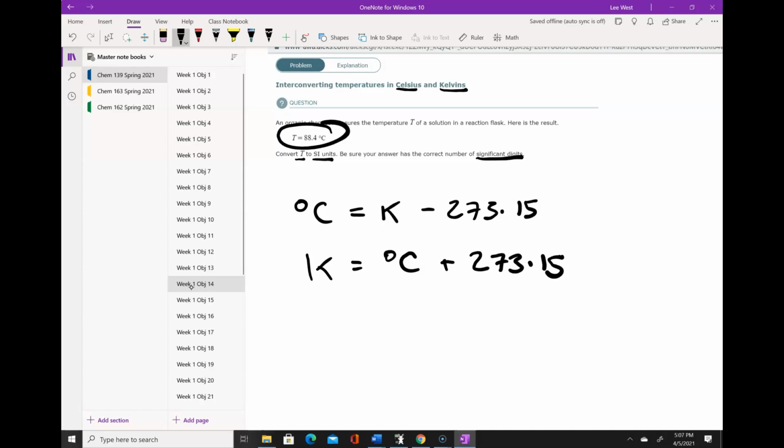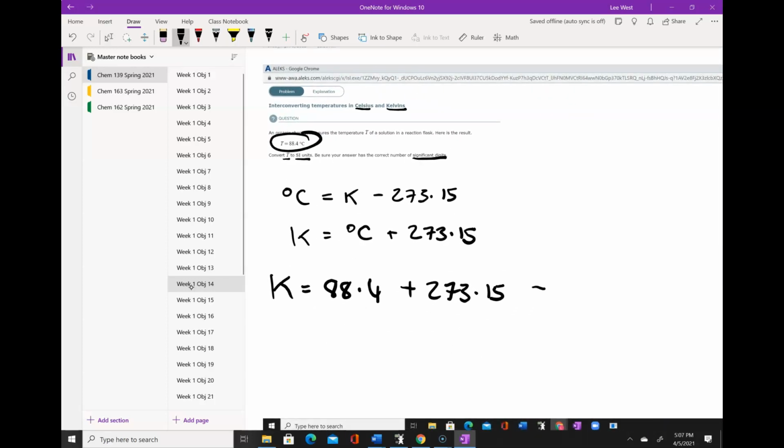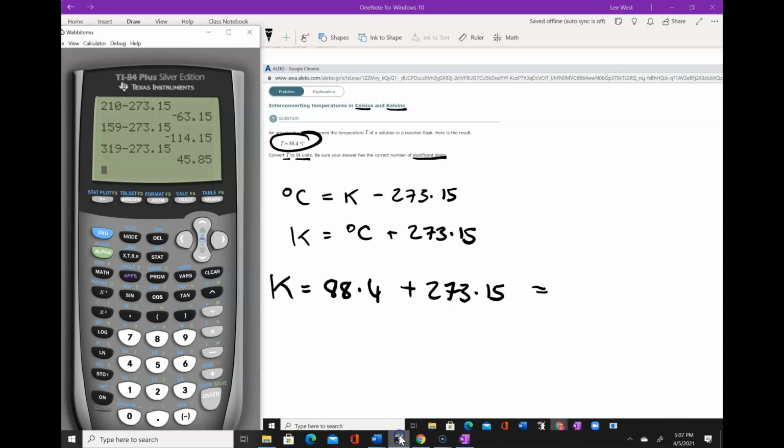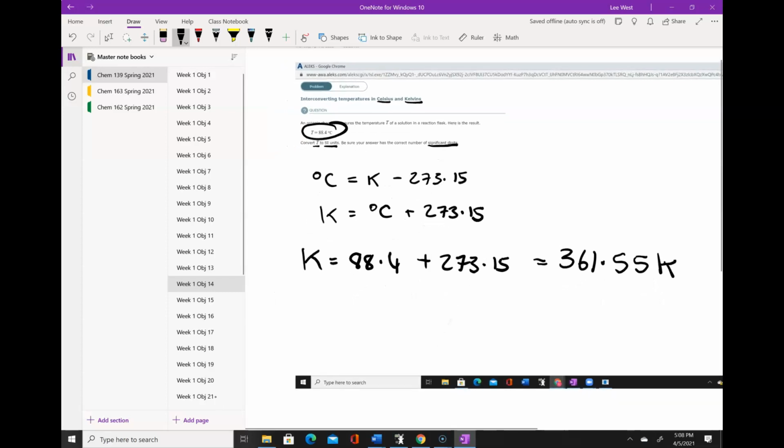So let's just get the calculator answer. So Kelvin is going to be 88.4 plus 273.15. So if I put that into my calculator, 88.4 plus 273.15. There we go. 361.55 Kelvin.